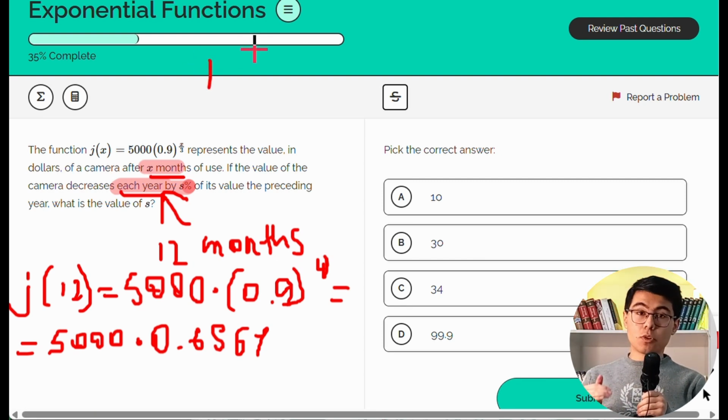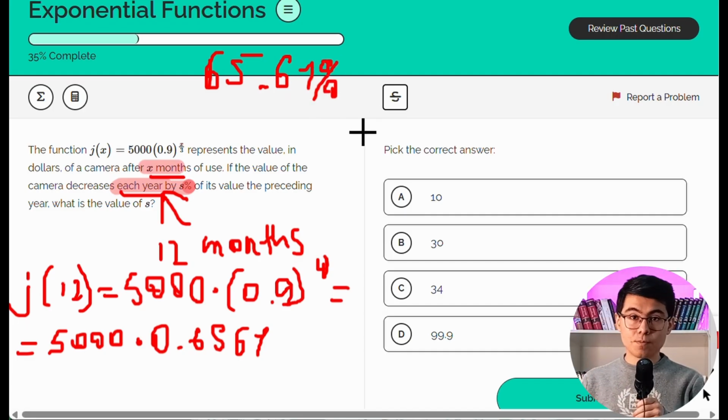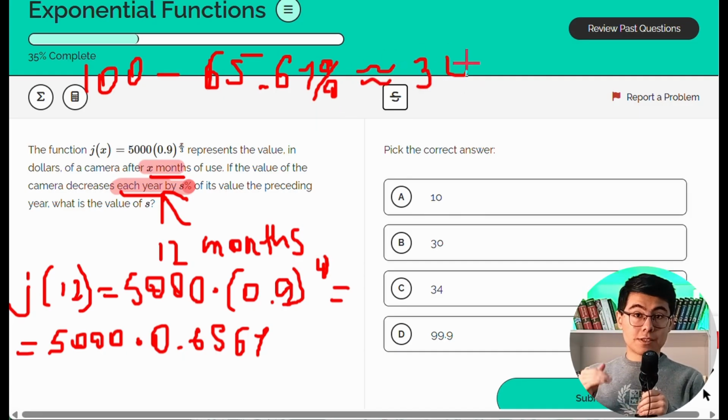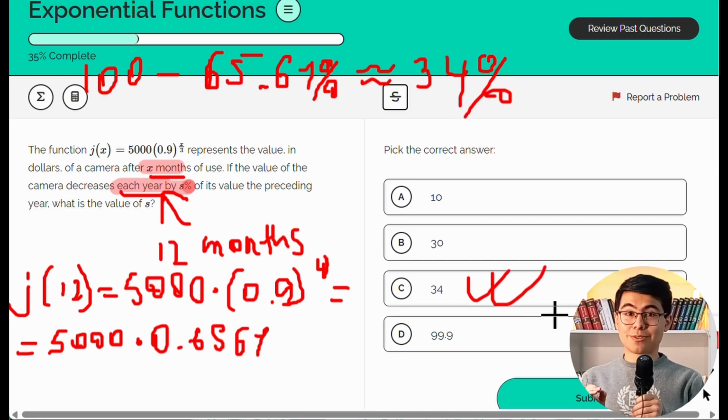So 0.6561 equals 65.61%. So to find S, we have to subtract 65.61 from 100, and that's approximately 34%. So the answer is C.